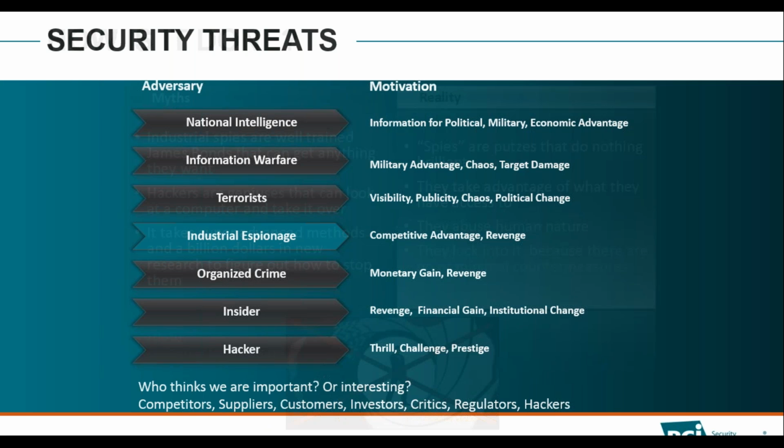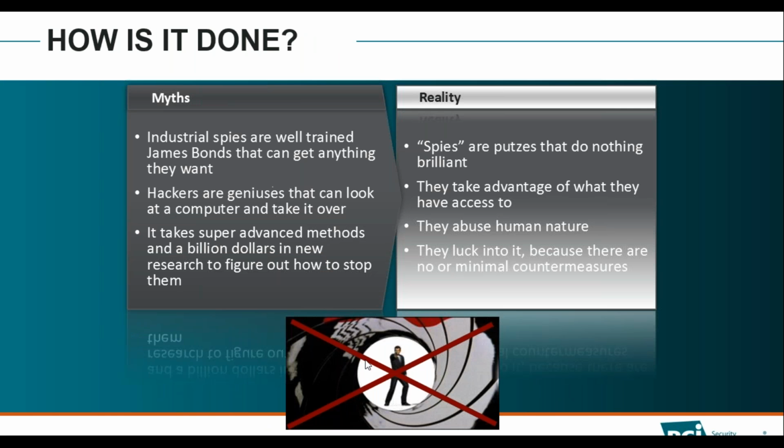Now, how is it done? Now, it's not really the James Bond style. What people typically think is that, okay, everybody is well trained and they can get anything they want. They can just look at it like the Medusa look or something, and take over the system. And you would need billions of dollars to figure out how to stop them, or rather, the hackers will be using billions of dollars worth of equipment, like a programmed Aston Martin, so to say.